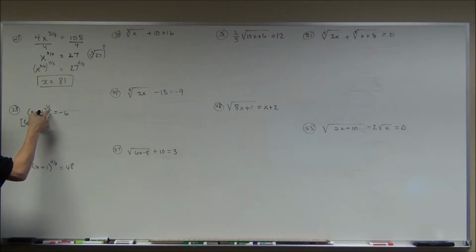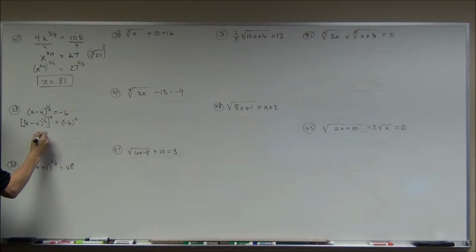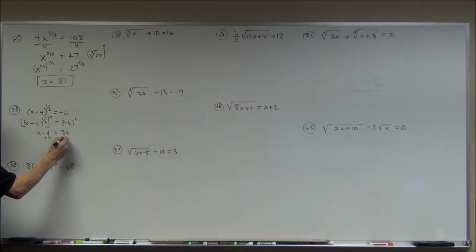But if you don't notice that it's coming, if you raise both sides to the reciprocal of 1/2, which is to the second power, you'll get x minus 4, power to a power multiplied, is equal to positive 36. Add 4 to both sides. You'll get x is 40.